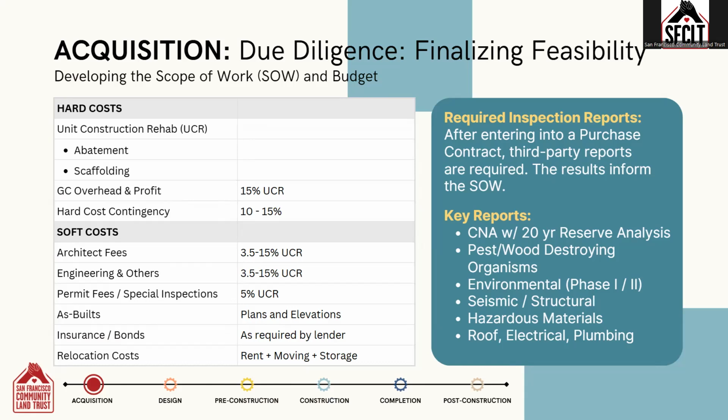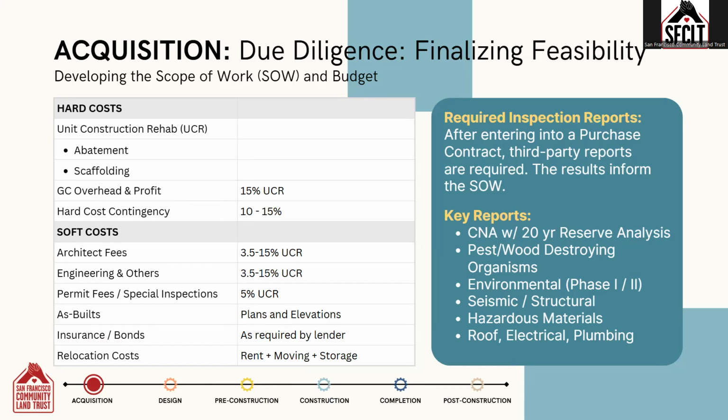Hard costs are the direct, tangible costs of construction, what it takes to physically build the project. This includes the cost of labor and materials, the contractor's overhead and profit, and contingency. Soft costs are the indirect, non-construction costs necessary to plan, permit, finance, manage, and deliver the project. This includes architectural and engineering design fees, permit fees, legal fees, insurance cost, relocation fees, etc.